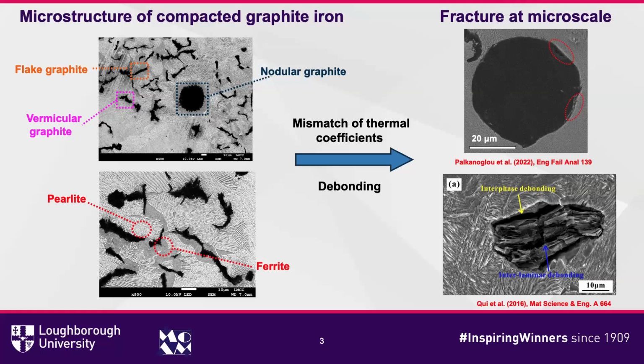Under high-temperature application in automotive engines and cylinder heads, the compacted graphite iron will meet high temperatures, and the main fracture mechanism will come from the mismatch of thermal expansion coefficients between the graphite and the matrix phase. This interfacial debonding will cause micro cracks, which are the main fear in compacted graphite iron. So this is the initial stage of the damage.